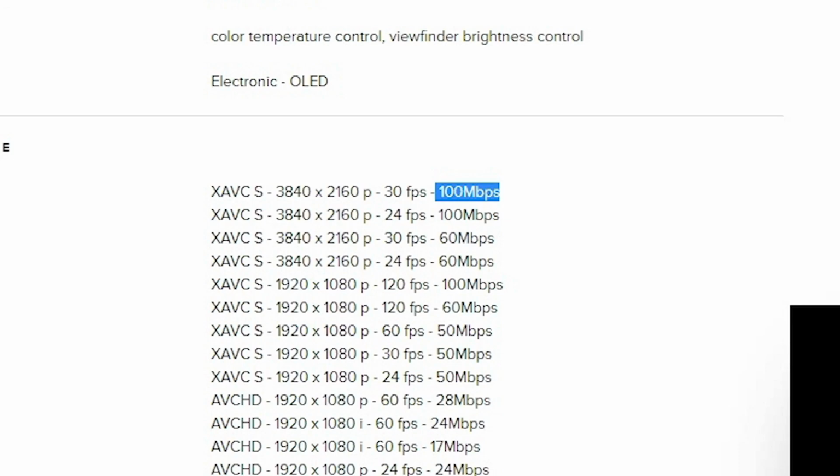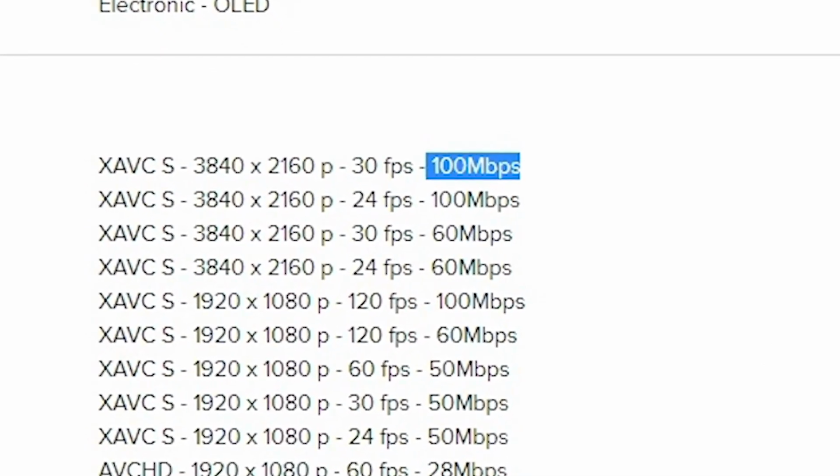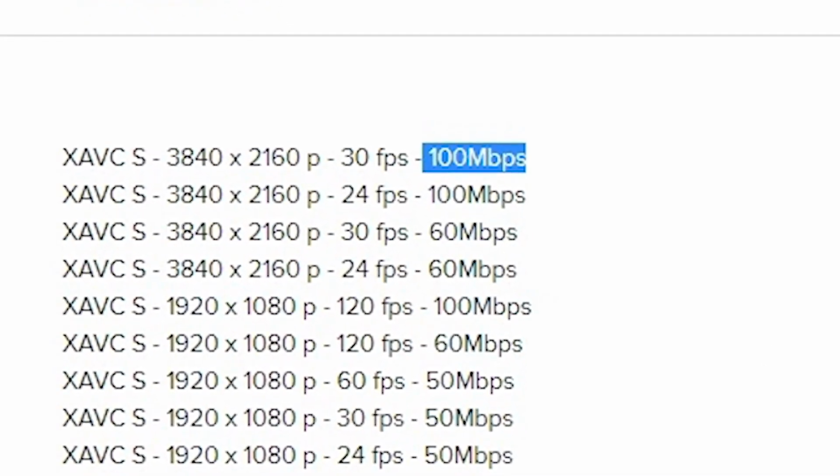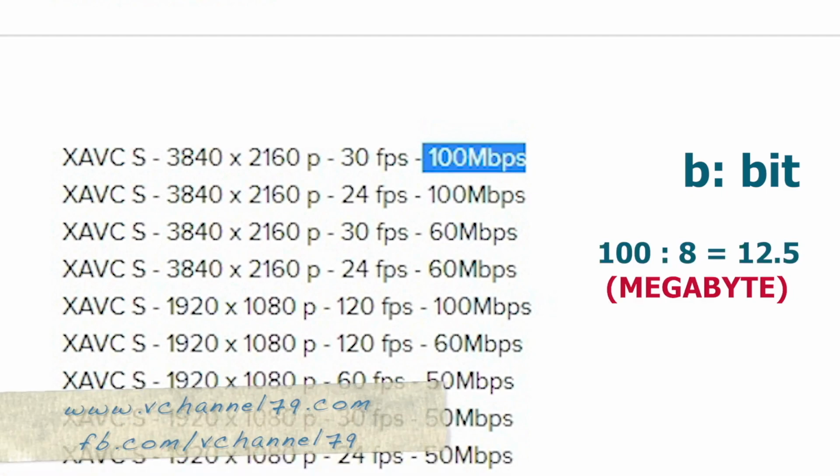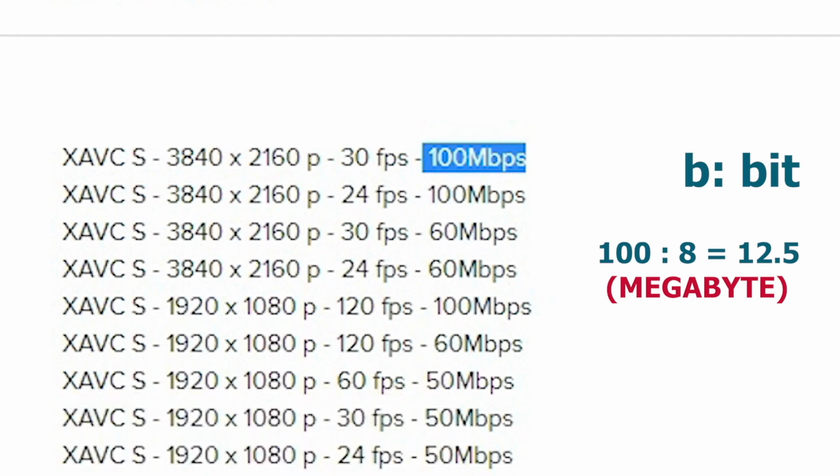We need to pay attention to the B, lowercase, not uppercase. Lowercase b is bit, uppercase B is byte. 100 Mb in this specification, lowercase, means 100 megabits per second. 100 divided by 8 is 12.5 megabytes. That means it's just 12.5 megabytes per second. So our camera just needs 12.5 megabytes per second.